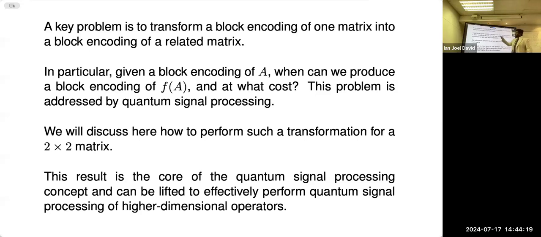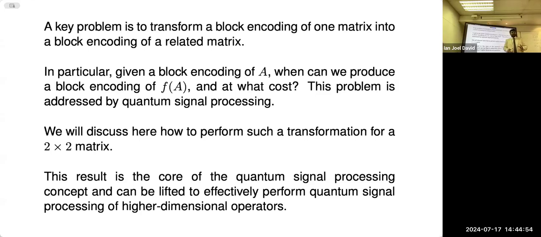And we also want to know what is the cost of doing this procedure. Okay? And this is the problem that's addressed by quantum signal processing. I'm going to talk about it now independent of Hamiltonian simulation, and independently of qubitization. We're just going to address the simple problem. I have an operator A in a block encoding. I want to find an operator f of A also in a block encoding. And I want to know what is the cost of doing it. So we're building up the idea of quantum signal processing, and it's going to be a small chunk in doing the Hamiltonian simulation, but we'll talk about it in general.